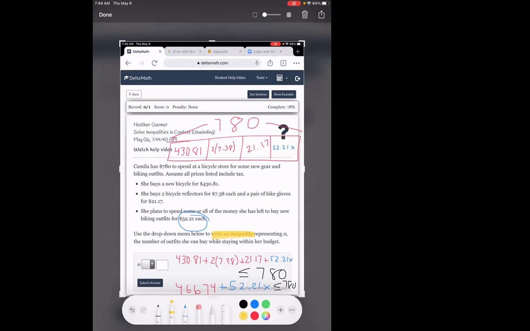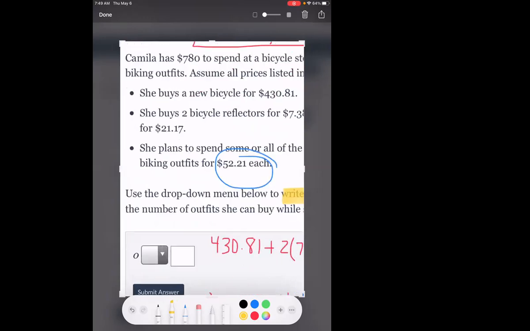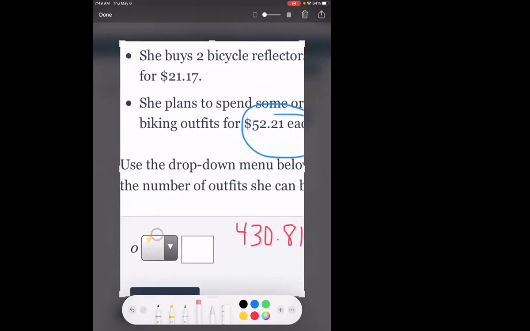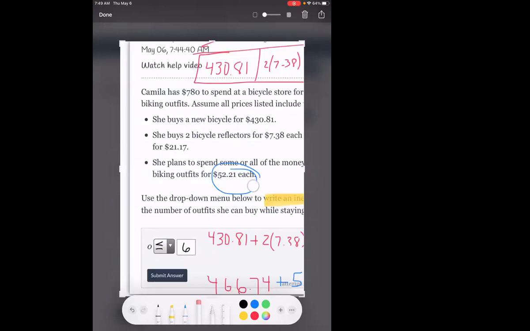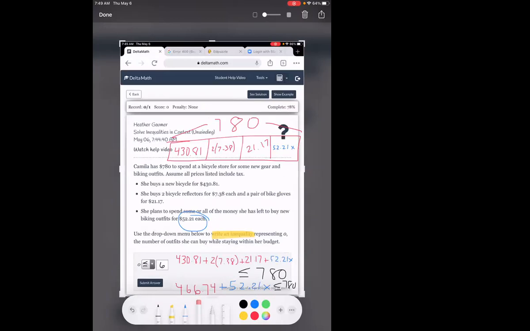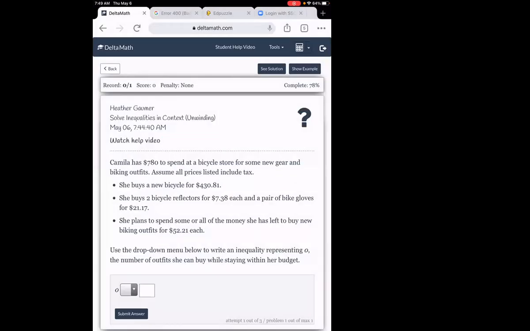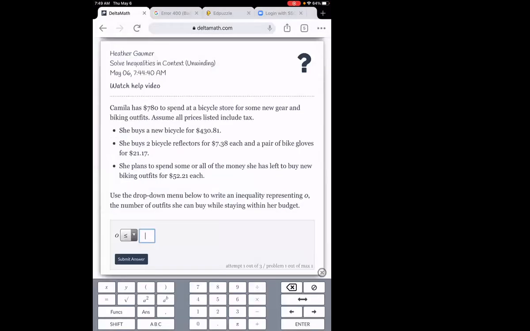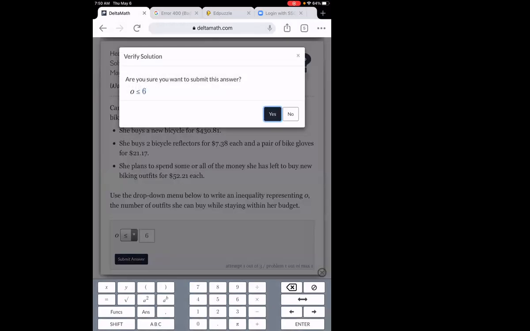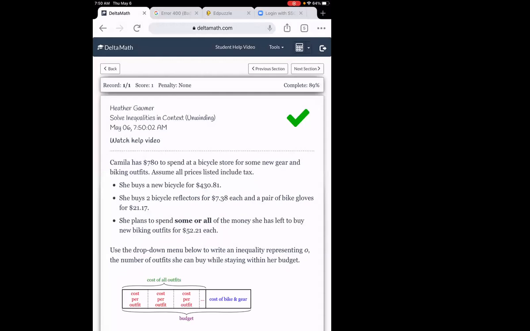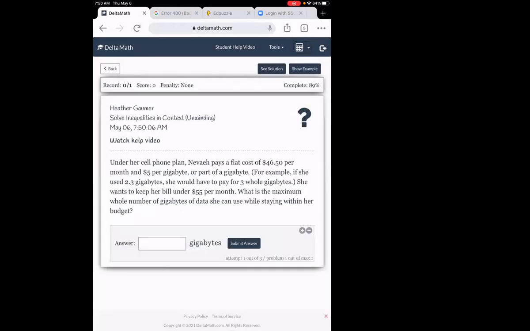So over here, I use the letter X, they use the letter O. This has to be less than or equal to 6. And I got that by taking the very last line and solving for X, subtracting 466.74 and then dividing. O is less than or equal to 6. So I'm done with this. The number of outfits is less than or equal to 6. Let's see where we're at. Yay, we got it right. All right, let's do one more.